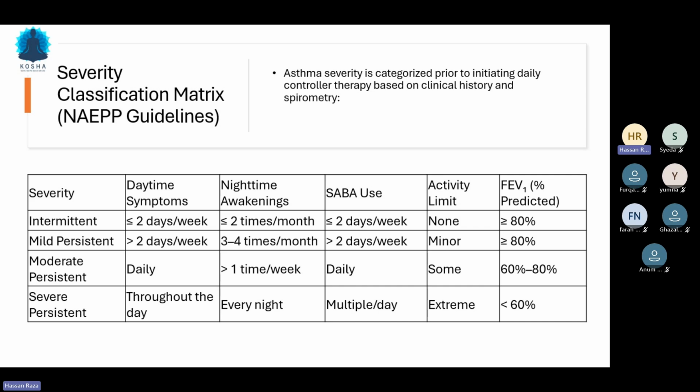If a patient has 2 episodes a week of asthmatic attack, we will say he has mild asthma. But if he is getting an asthmatic attack on a daily basis, then we will categorize him or her as moderate asthma. But if he is getting more and more asthmatic attacks throughout the day, and even at night, as I told you, asthmatic symptoms frequently occur at night, then we will categorize the patient as severe asthma. And this classification is really important for the treatment.